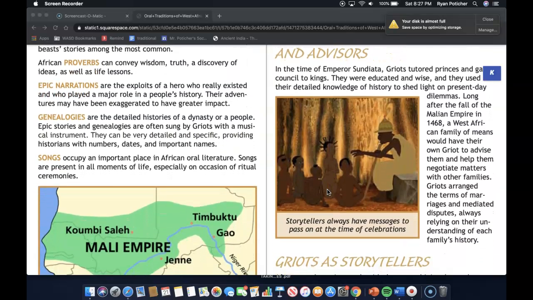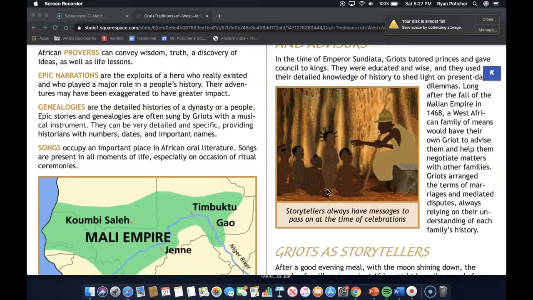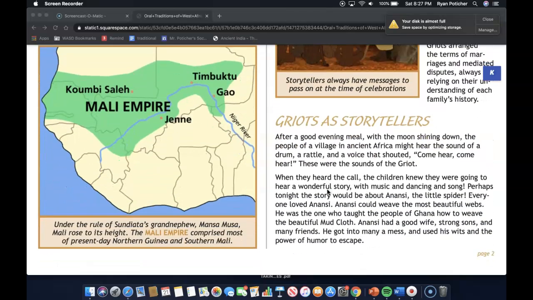In the time of Emperor Sundiata, griots tutored princes and gave counsel to kings, and they were educated and wise, and they used their detailed knowledge of history to shed light on present-day dilemmas. Long after the fall of the Malian Empire in 1468, a West African family of means would have their own griot to advise them and to help them negotiate matters with other families. Griots arranged the terms of marriages and mediated disputes, always relying on their understanding of each family's history.